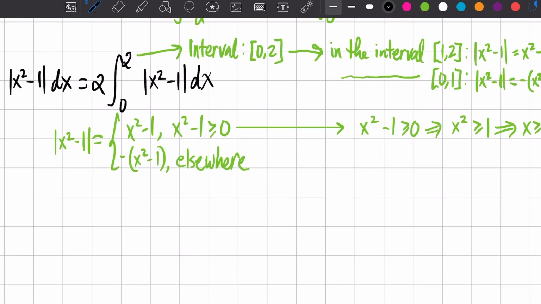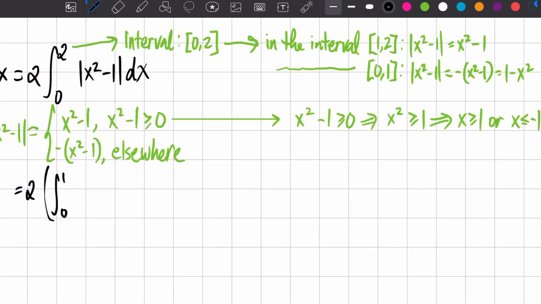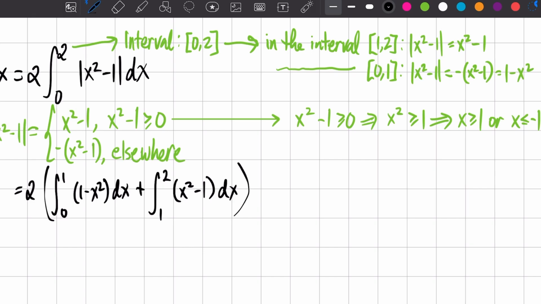So, our integral right here will become 2 multiplied by the integral from 0 to 1 of 1 minus x squared dx plus the integral from 1 to 2 of x squared minus 1 dx.